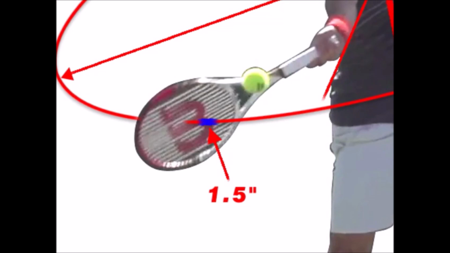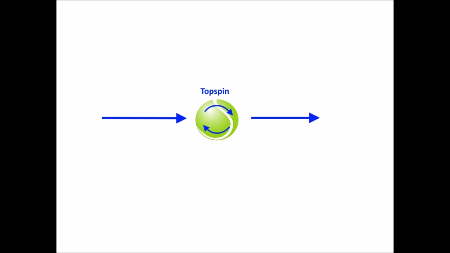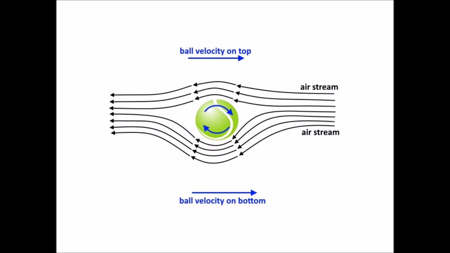Here you can see the actual dwell time, respectively dwell distance, of the ball on your racket. Let's assume you hit a tennis ball with topspin from left to right. The airstream works against the ball velocity on top and on bottom of the ball, like shown here. At the bottom of the ball, the air velocity works into the same direction as the spin, while it works into the opposite direction on top of the ball.